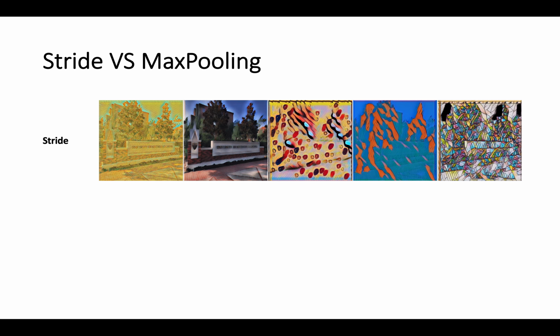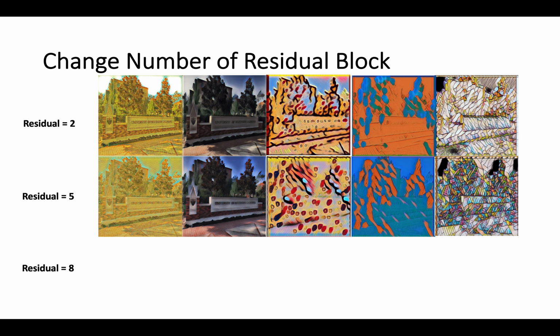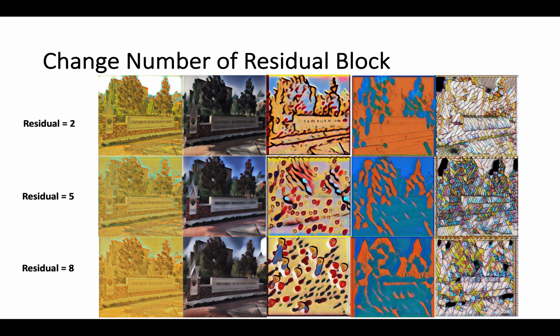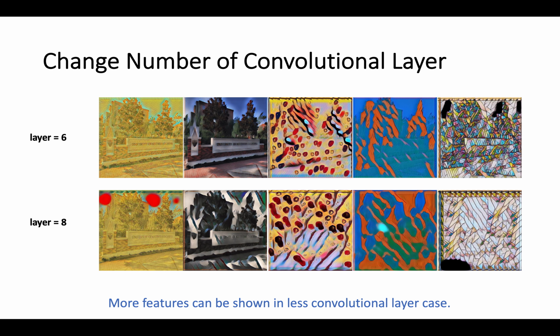To realize downsampling, we use two methods: stride-two convolutions to downsample, and max pooling. We found that max pooling makes the color contrast more vivid. Also, in our transformation net, we changed the number of residual blocks and found that more details of the content can be preserved with fewer residual blocks. When we change the number of convolutional layers, we found that more features can be shown in the case of fewer convolutional layers.